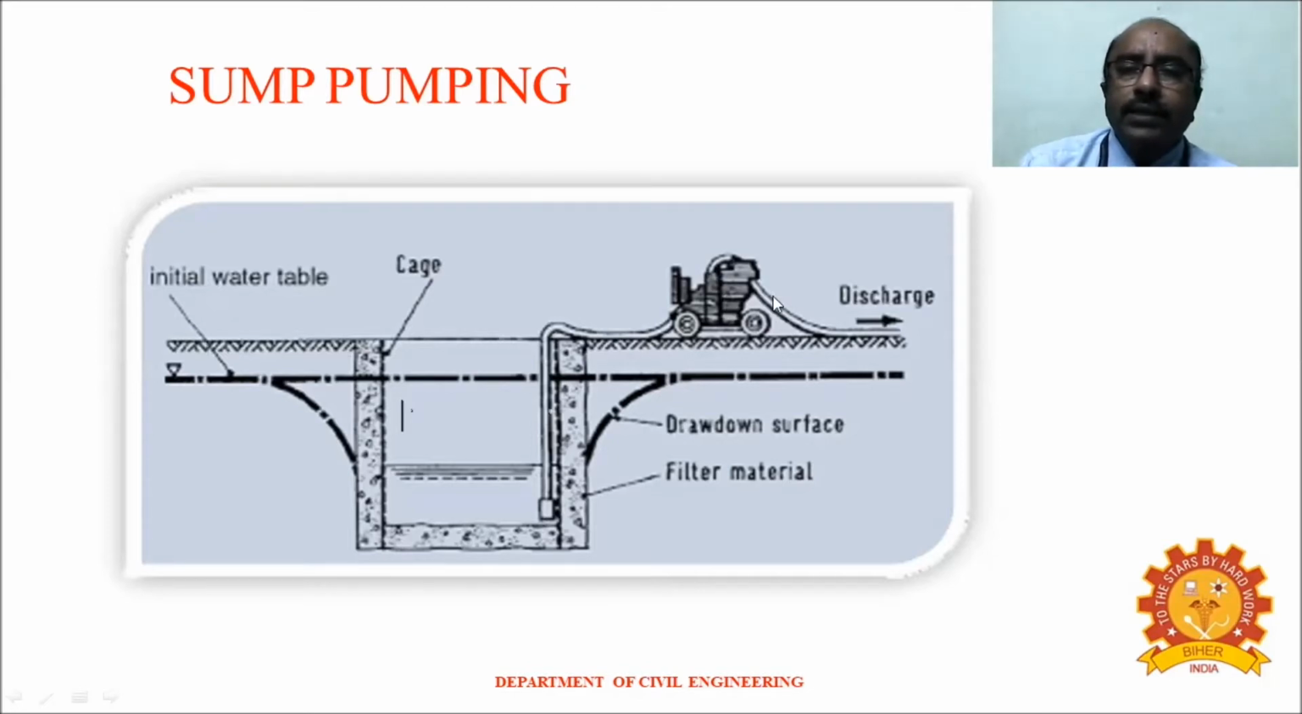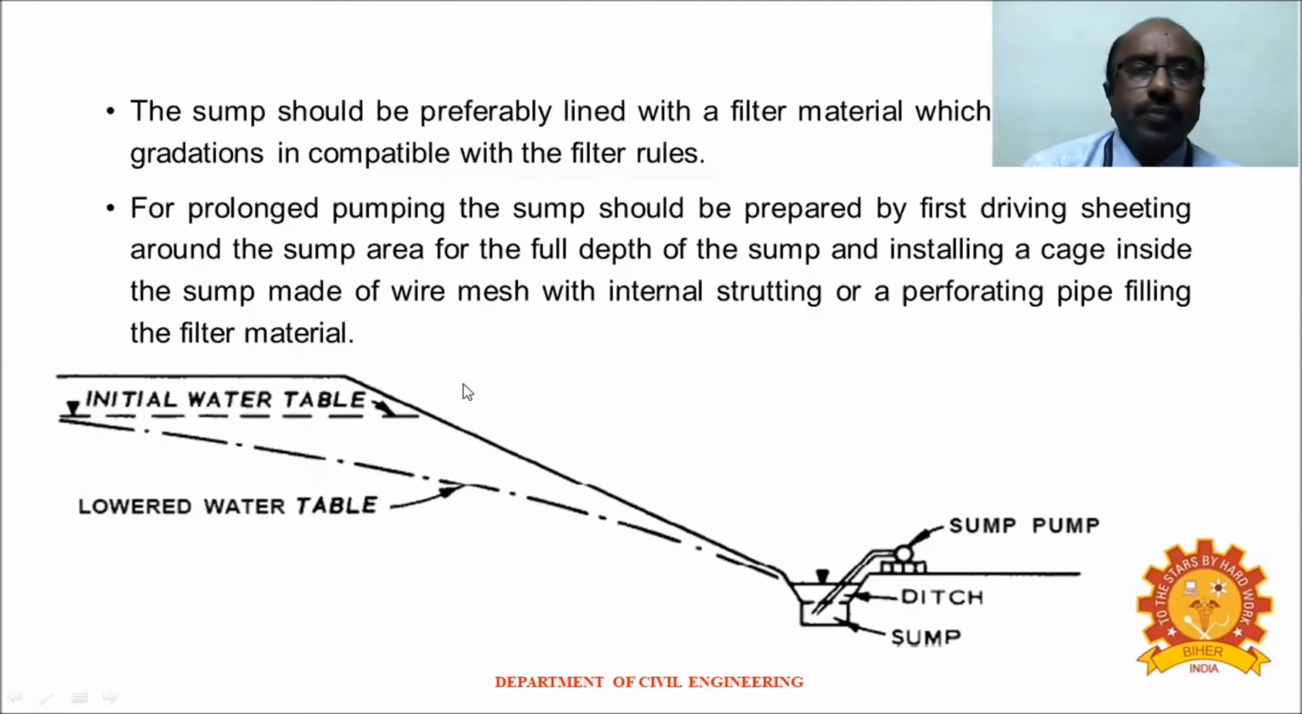It is pumping the water and sending the discharge to a larger distance. Now this is the initial water table, and because of the pumping of the water, the initial water table goes down, and this is called the drawdown curve. So we can see the groundwater table is lowering, thereby giving way for the excavation activities.